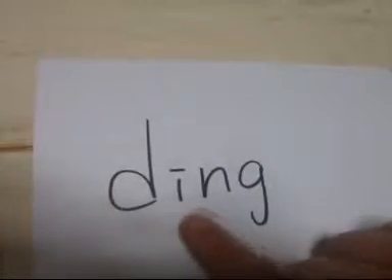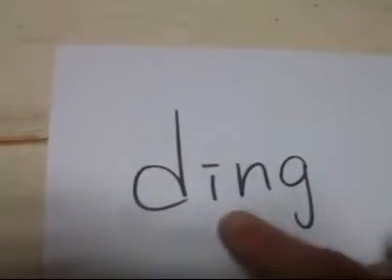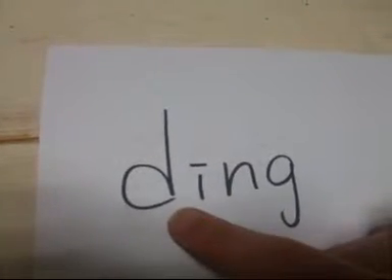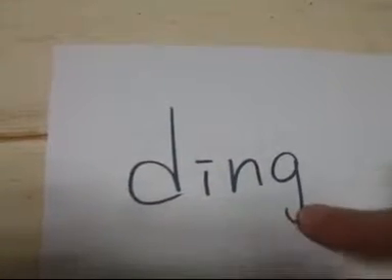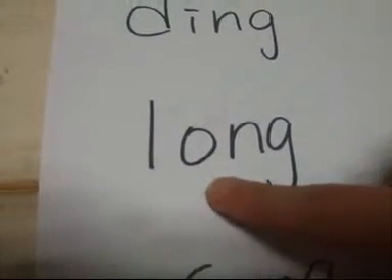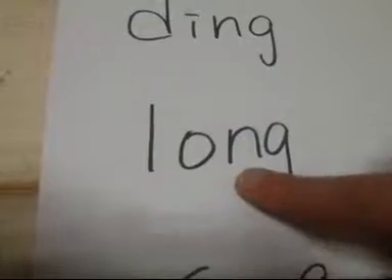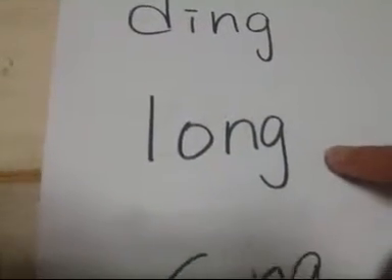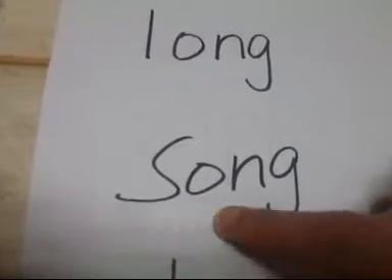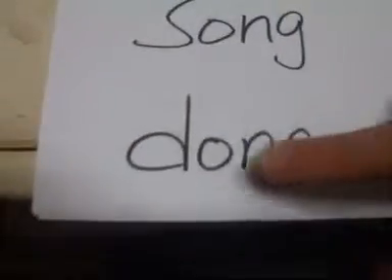Now here we have ing, right? So ing. D. Ding. Here we have lo, so lo. Ng. Long. So we have an S, so s, song. And D, duh. Dong. Very good.